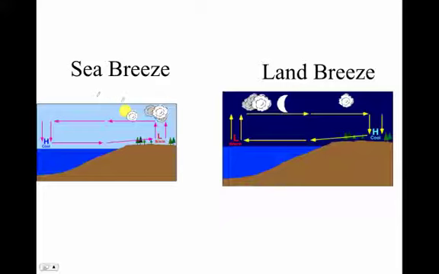Here they are again. So here's a sea breeze. The sun is up. Warm air heats the land, or the air above the land. It starts to sink, and cool air rushes in off the water. During the nighttime, when the sun is down, we get a land breeze.